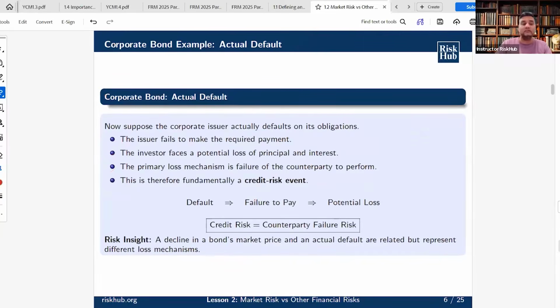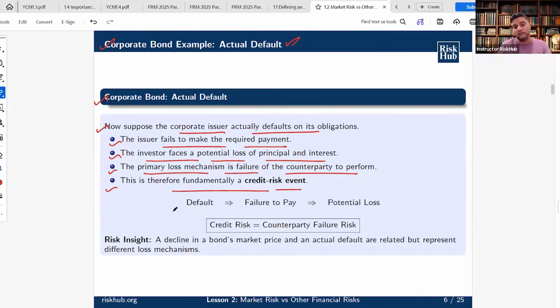Then we go to slide number 6, which is corporate bond example, actual default. Now suppose the corporate issuer actually defaults on its obligation. The issuer fails to make the required payment, and the investor faces the potential loss of principal and interest. The primary loss mechanism is failure of the counterparty to perform. This is therefore fundamentally a credit risk event. Default is failure to pay, leading to potential loss. Credit risk is counterparty failure risk.